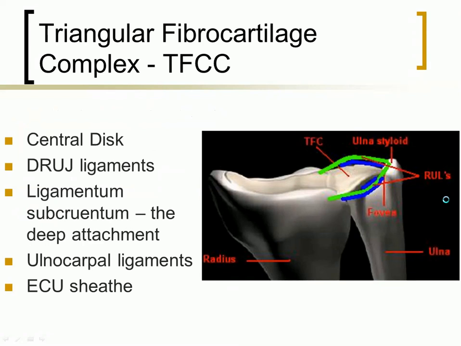Let's focus for a few minutes on the TFCC. The complex includes all the components listed: central disc, DRUJ ligaments. The disc has a superficial part here in green and a deep part here in blue. The superficial part inserts on the styloid and the deep part on the fovea. The deep part can include the stabilizing radio-ulnar ligaments and the insertion into the fovea called the ligamentum subcruentum. Not really a ligament, but rather the attachment. The ulnocarpal ligaments and ECU subsheath are better seen on an upcoming slide.